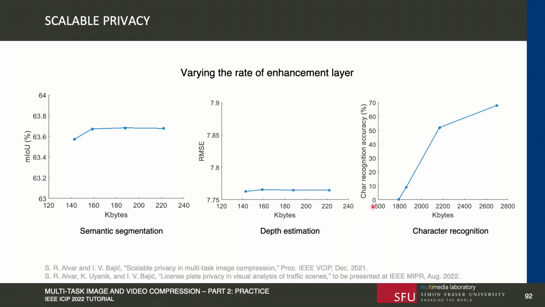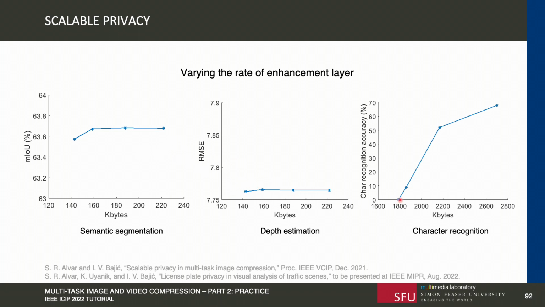And notice that file sizes here are higher than in these two graphs, and that's because these tests were obtained on lower resolution images where fairly accurate segmentation and depth estimation is still possible, but virtually no characters could be read in low resolution images, so we had to increase the resolution of images up to the full size, and correspondingly file sizes were higher. But the compression of enhancement features varied in the same way as it did in these two previous graphs.